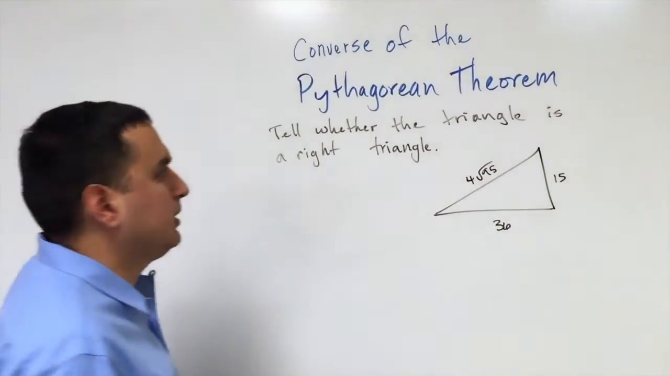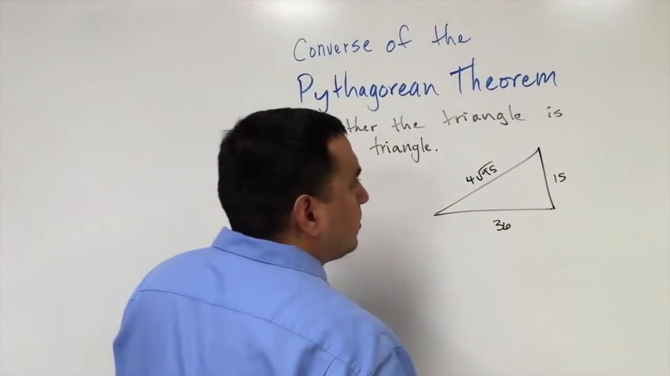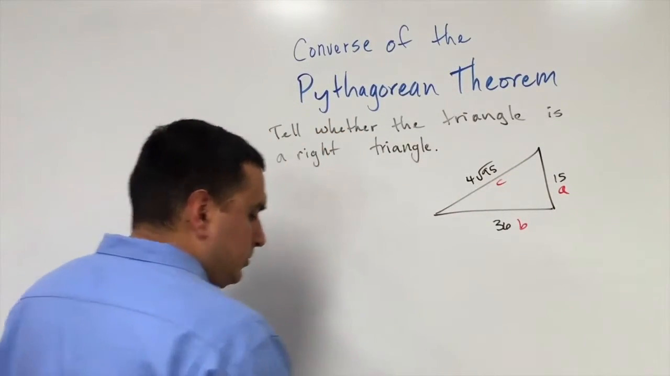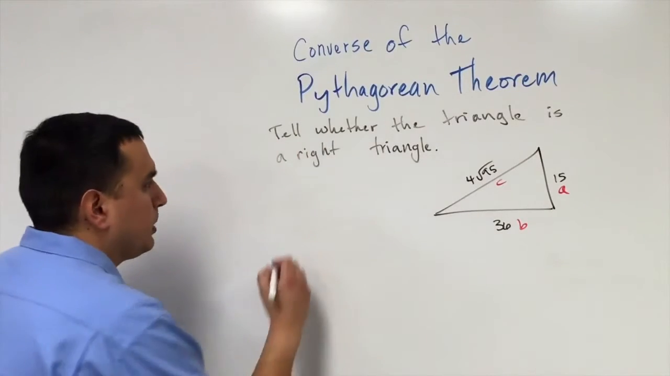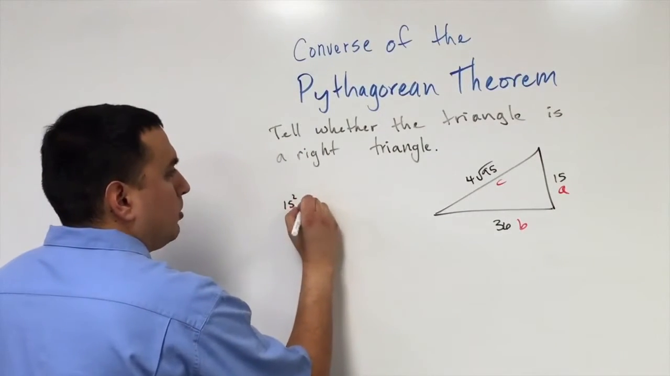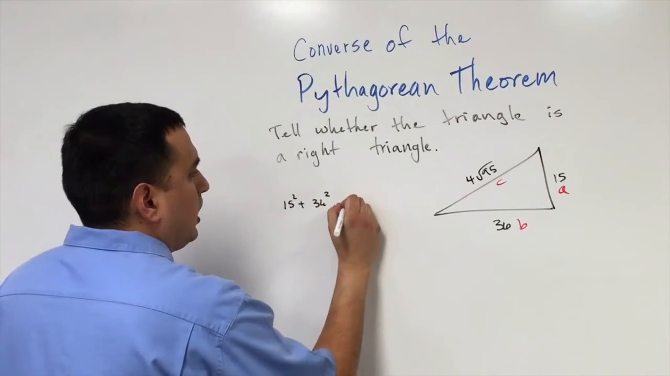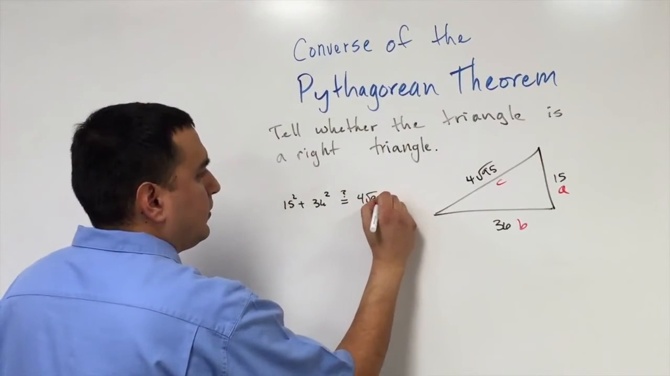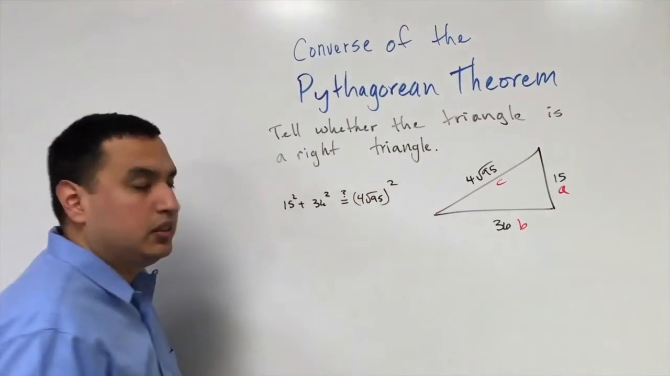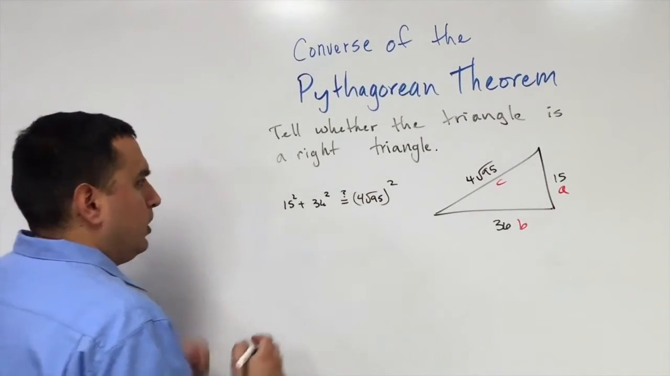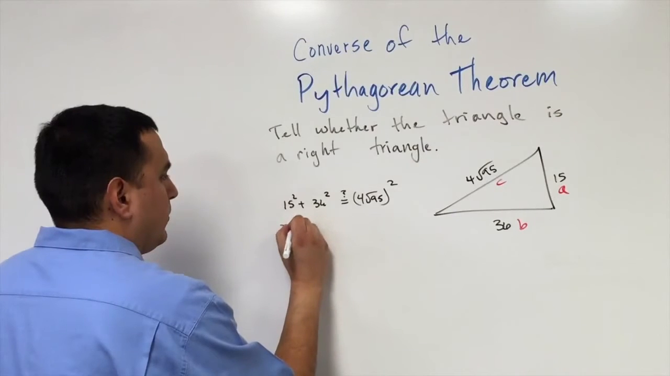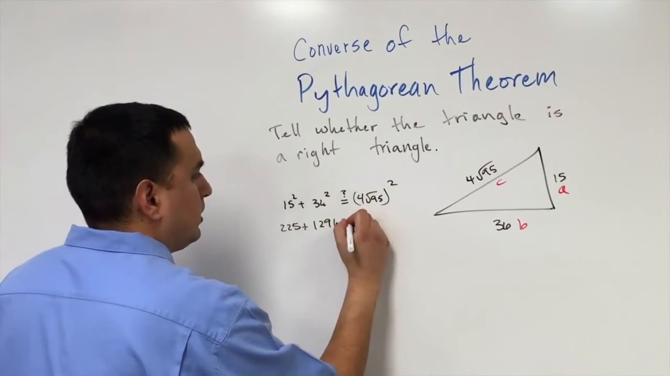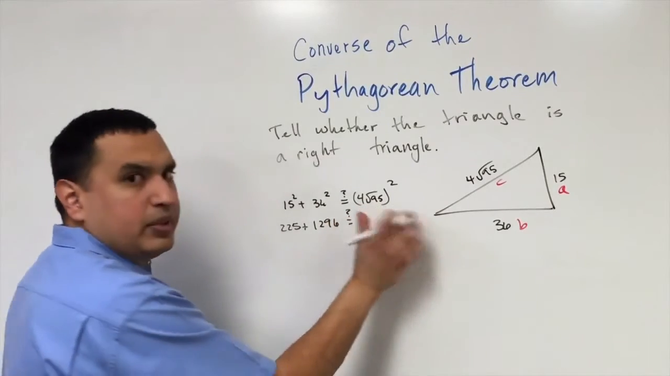All right, look at this next example. I'm going to let this one be my a, my b, and then this will be my c. Plugging this into the formula, I'm going to have 15 squared plus 36 squared. And we want to see, is that equal to 4 square root of 95 squared? So 15 squared is going to be 225. 36 squared is 1296.